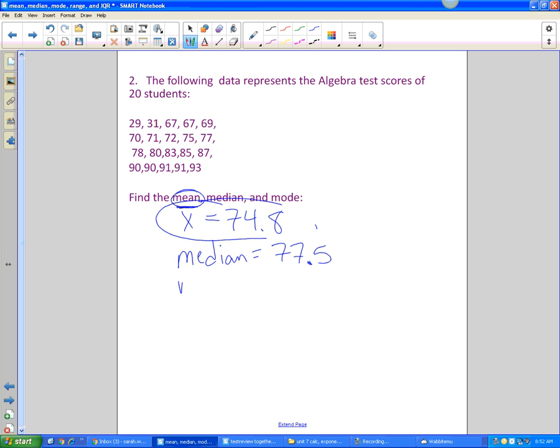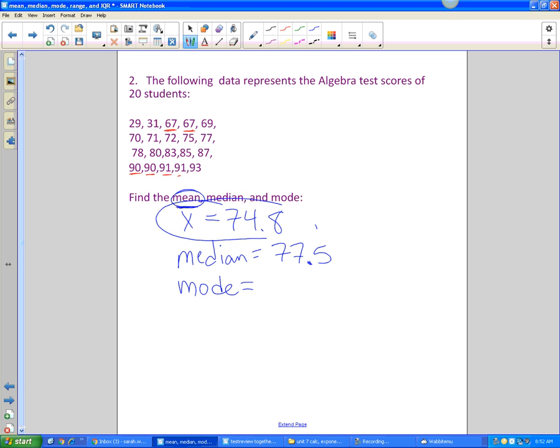Now, the calculator will not do the mode. That's the only thing the calculator will not do. So, what's the definition of mode? The one that shows up the most. So, which ones are repeated? So, 67's repeated.